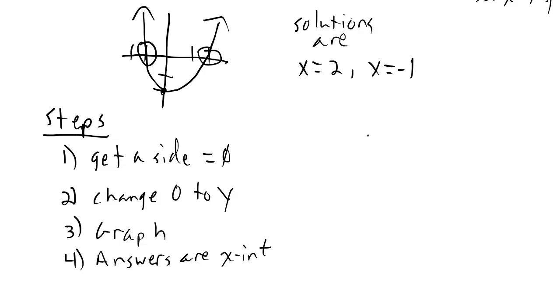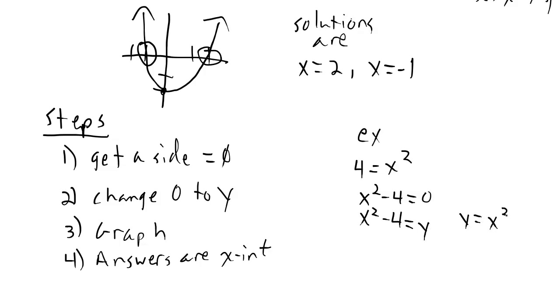So let's go through an example. Let's say we have something like 4 is equal to x squared. Step 1, get one of those sides equal to 0, so let's subtract 4 from there. We get x squared minus 4 is equal to 0. Step 2, change the 0 to a y, so we get x squared minus 4 is equal to y, or that's the same thing as y is equal to x squared minus 4.